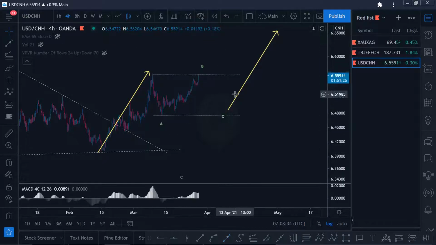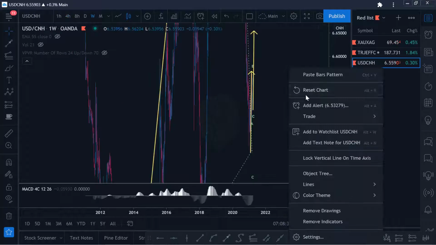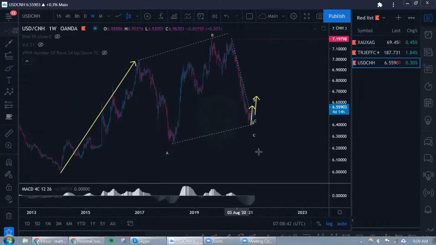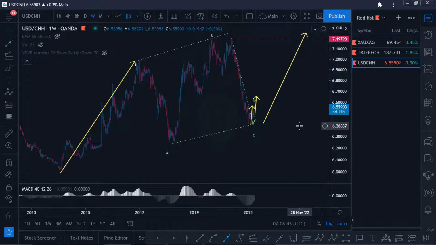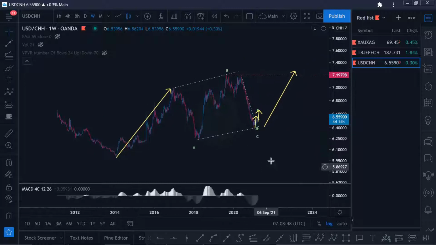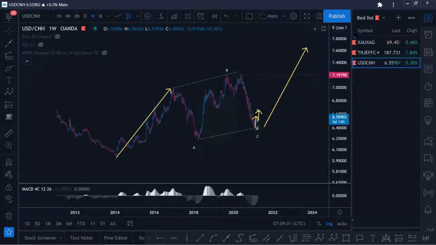So we'll get this ABC corrective structure, and then we impulse to the upside. And that is a confirmation of a high probability that we've seen a turn in the renminbi, and the next move is back to old highs and probably further and beyond that. And we see that in a lot of pairs at the moment, especially against the US dollar, which is indicating to me we started to see that financial change in narrative back towards that deflationary environment.